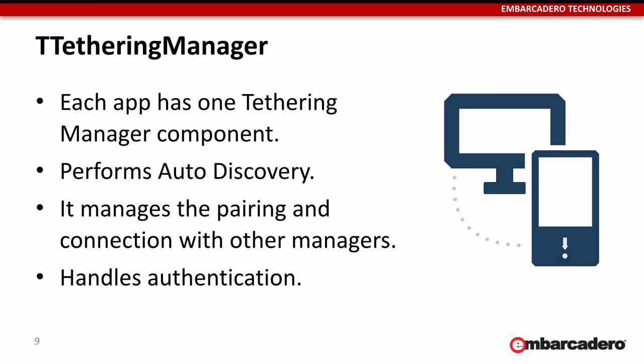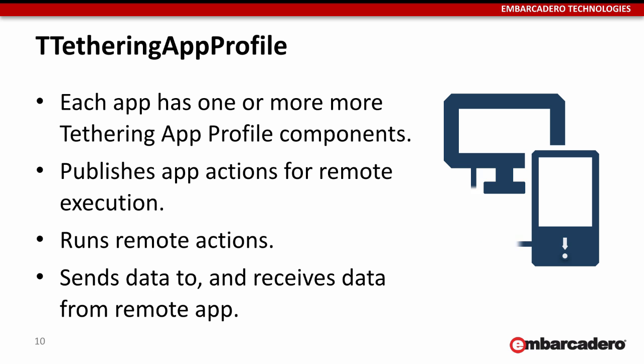Your application will have one Tethering Manager on both sides, so the companion app and the hub app will each have one Tethering Manager. And this is what performs auto discovery. It manages the pairing and connections with the other managers and also handles authentication. Then you can have one or more Tethering App Profiles on both sides. This component is what publishes the actions for the remote app to execute. It also runs those remote actions from the other side and sends the data back and forth between the apps.